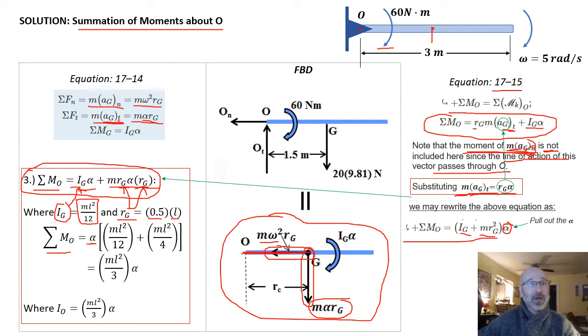Then we have over here my 0.5 ML squared. Now when I square this term for both the r sub G's over my 4 there, I find a common denominator of these guys. I can rearrange this, and what I end up with is the summation of moments about O is equal to ML squared over 3 times my alpha term. So this leads us to I sub O being equal to that from above, ML squared over 3 times our alpha.